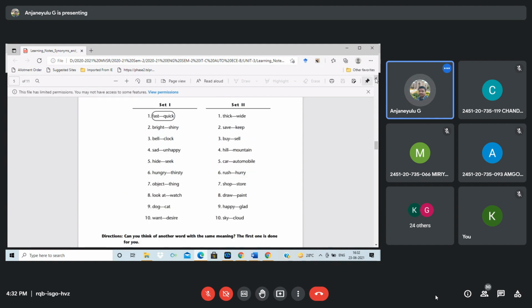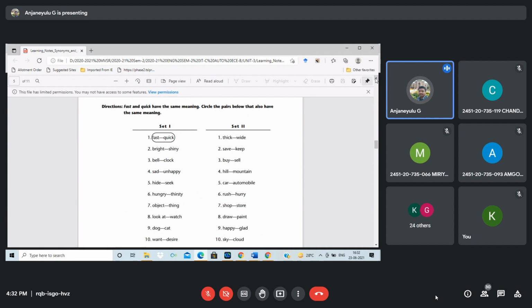See here, fast, quick. Sometimes there are some that do not match. Fast and quick have the same meaning. Fast, quick, both are synonyms. What is the direction here? Fast and quick have the same meaning. Circle the pairs below that also have the same meaning.